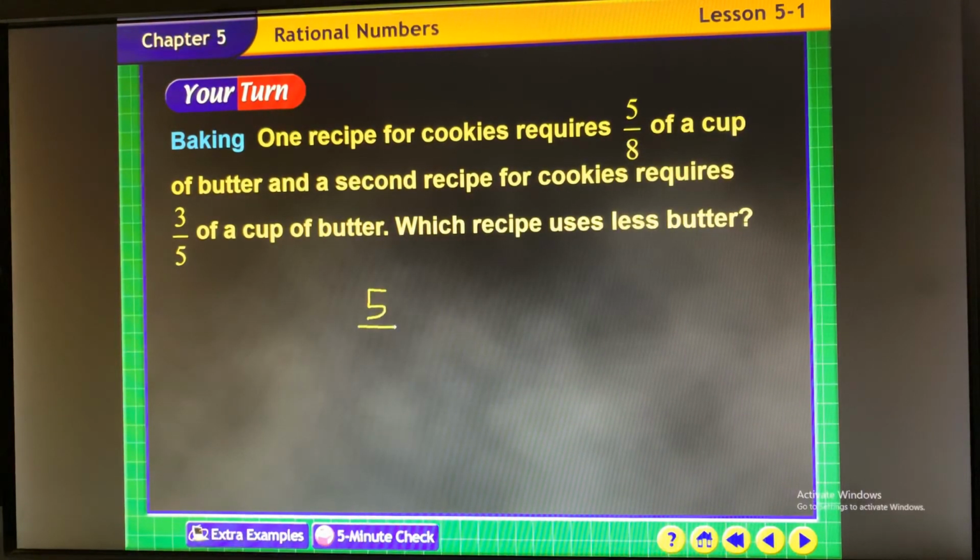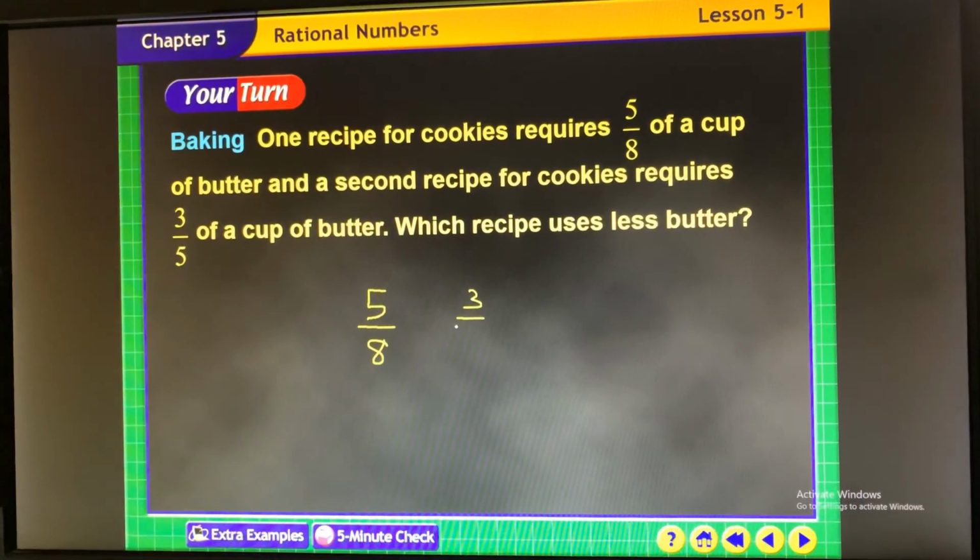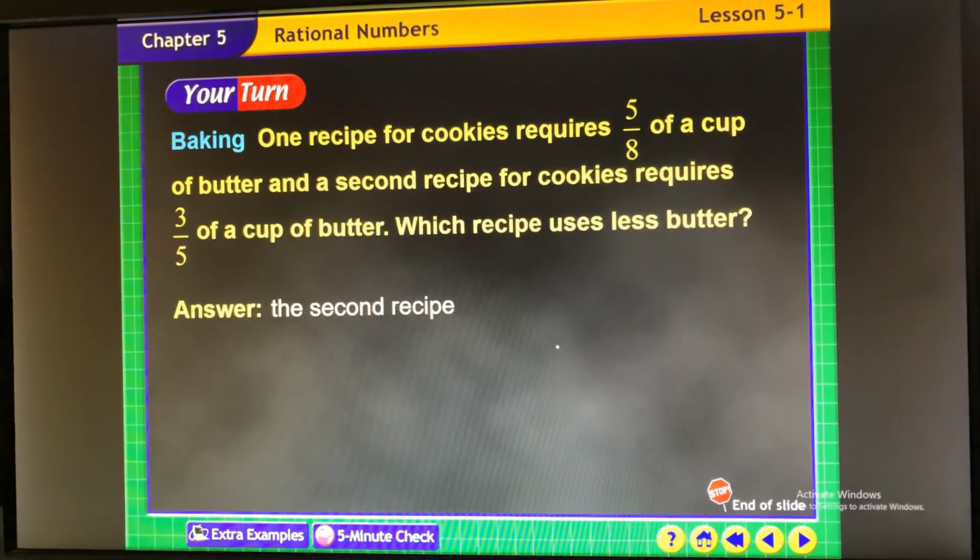5/8 and 3/5, those are both benchmark fractions. If you had them memorized, then you would know that 5/8 is 625 thousandths, and that 3/5 is 6/10. If not, multiply 24 here, 25 here, greater. And that's it.